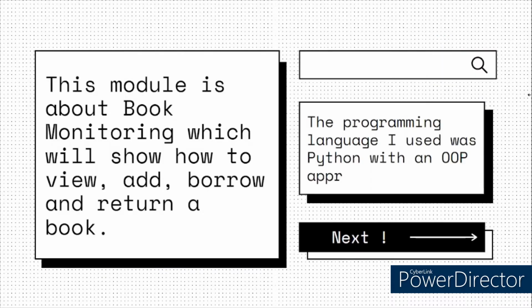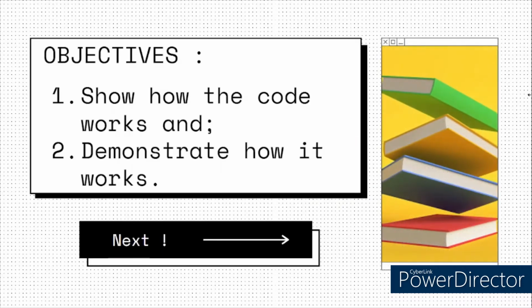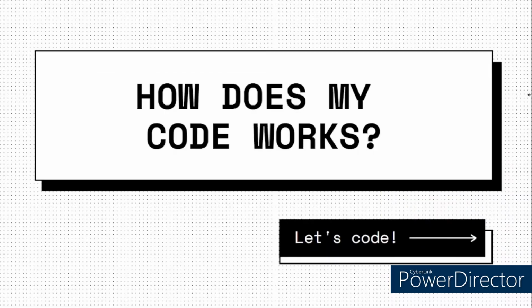This module is about book monitoring, which will show how to view, add, borrow, and return a book. The programming language I used was Python with an OOP approach. So the objectives, number one, show how the code works. And number two, demonstrate how it works. So next, how does my code work?